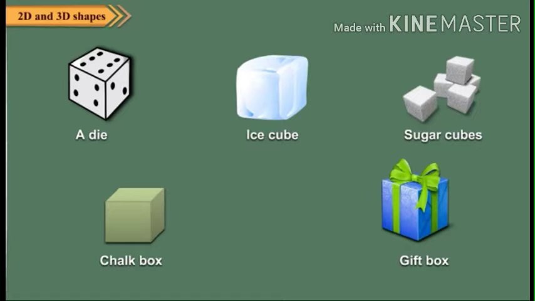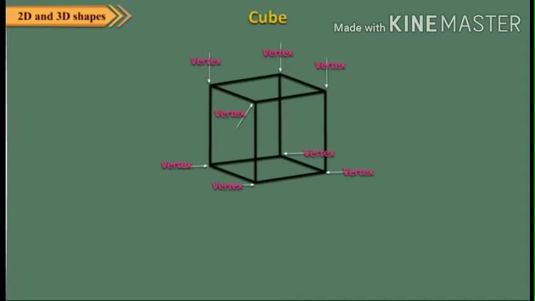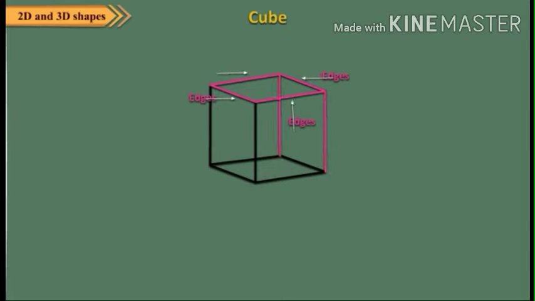Look at the shapes of objects shown here. All these objects have the shape of a cube. The die with which you play is a cube. A cube has 8 vertices, 12 edges, and 6 faces.